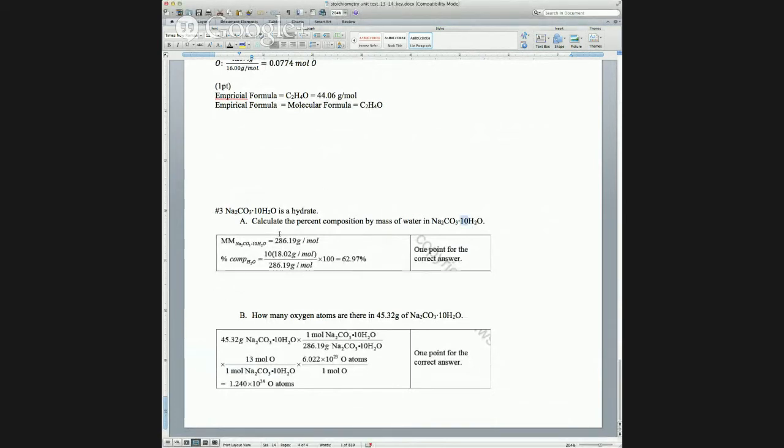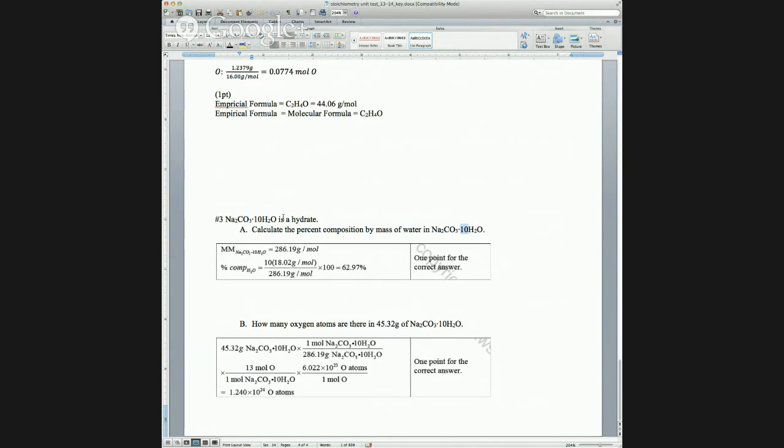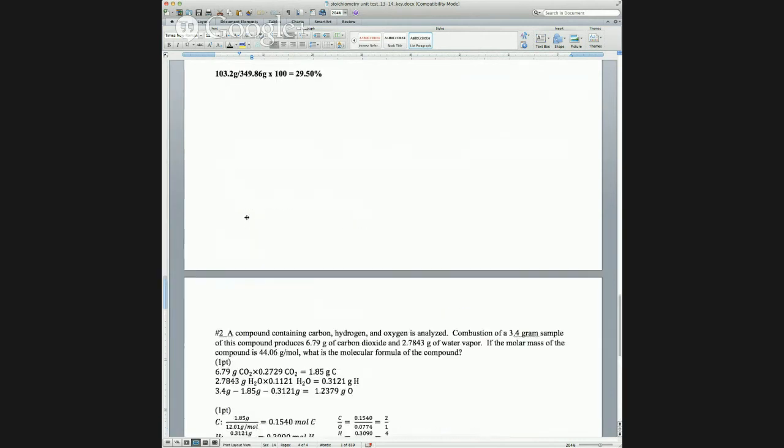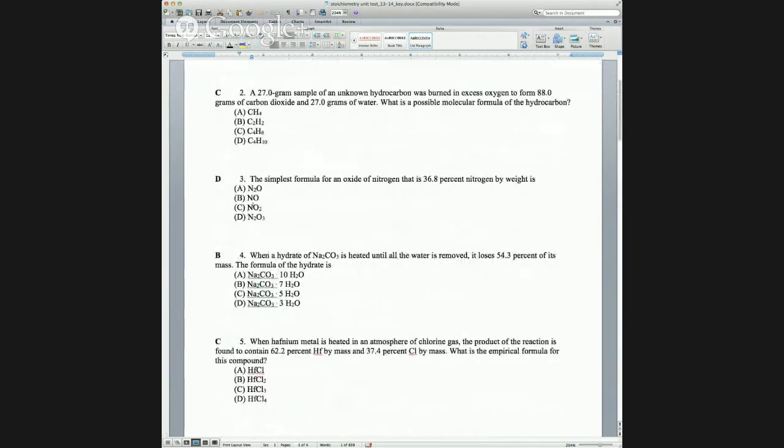If you did number 4 from the multiple choice and combined it with number 3 in the free response, you would have the free response for this upcoming test. You need to be able to calculate the amount of waters in a hydrate. Why don't I just do it? This is all going to be a part of number 3. Okay, let's look at number 4 together.